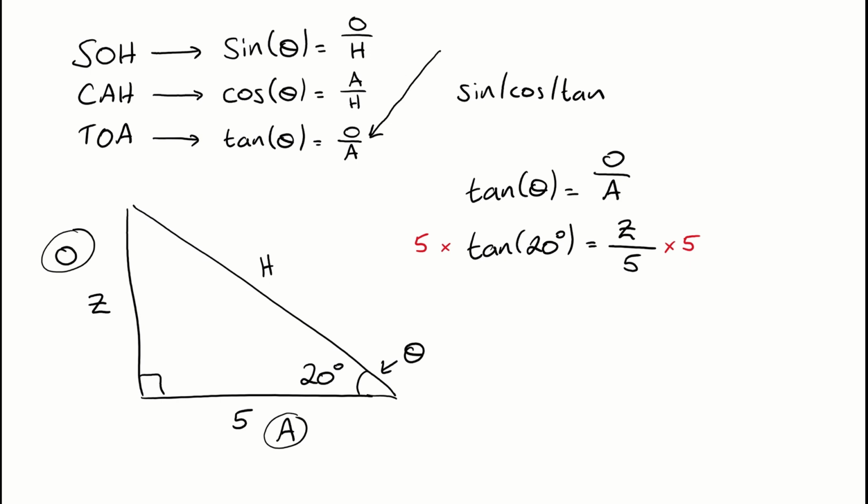So that's going to get rid of my divide by 5, so they're going to cancel out. I just get my z. And over on this side, I've got my 5 times the tan of 20 degrees. And if you put this bit here into a calculator, we get that z here is equal to about 1.8. So again, using our trigonometry there to solve for a side of a right angled triangle based off of one side and one angle, which is a little bit different to Pythagoras.